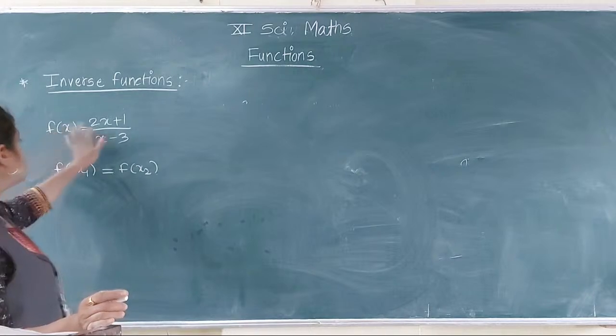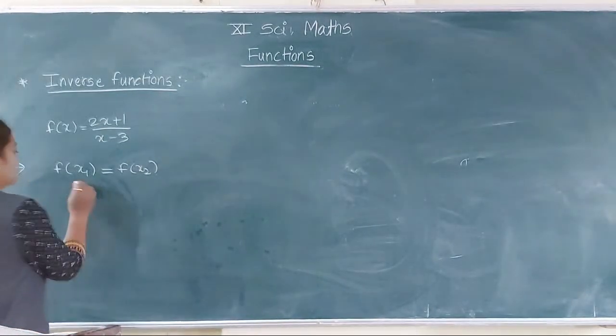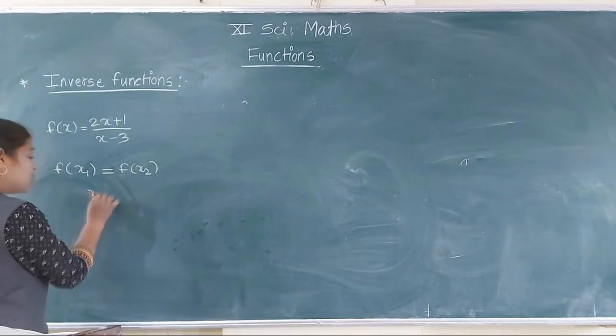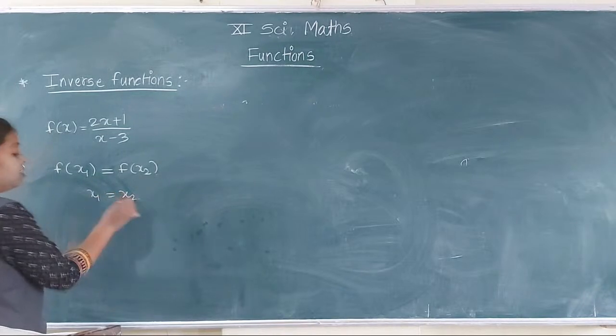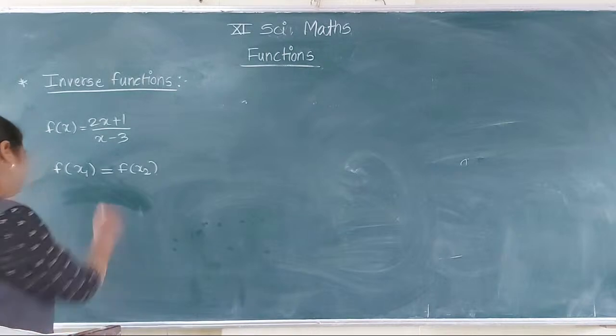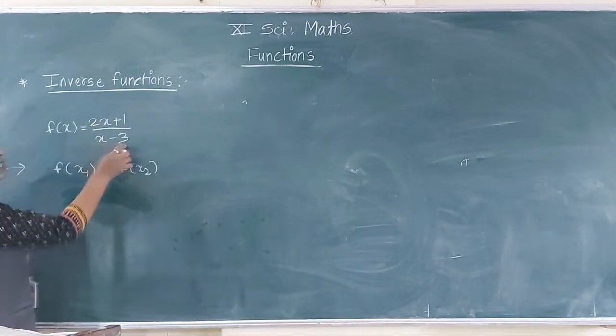So that means we have to check whether the function is 1-1 and onto. So f of x1 is equal to f of x2 is the same as x1 is equal to x2. If this comes out, then we say the function is 1-1. So we'll check that f of x is 2x plus 1 upon x minus 3.